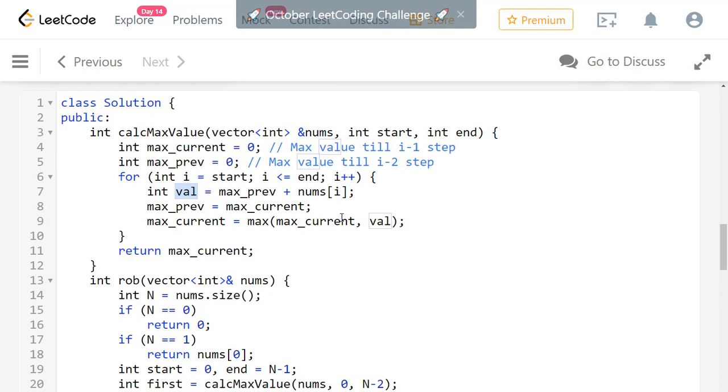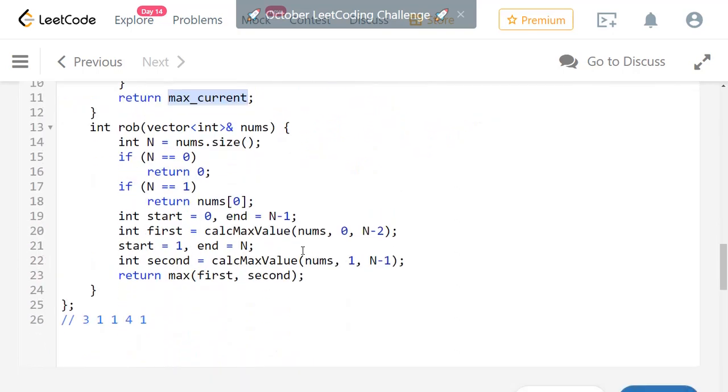So you get the current value. Then you decide whether the current value is more than the previous max value that you have got. The previous max value is nothing but max current. So you take the maximum of max current or the current value, and update that in max current, and max previous becomes the old max current, because now when you go to the next step, it becomes 2 steps behind the current house. This way you update everything, and you finally get the max value when you process all the n houses.